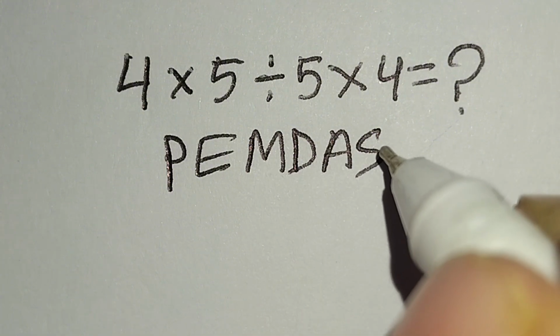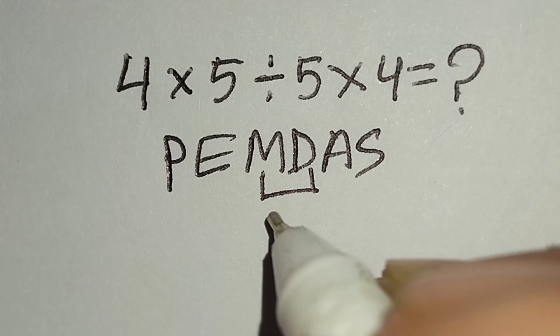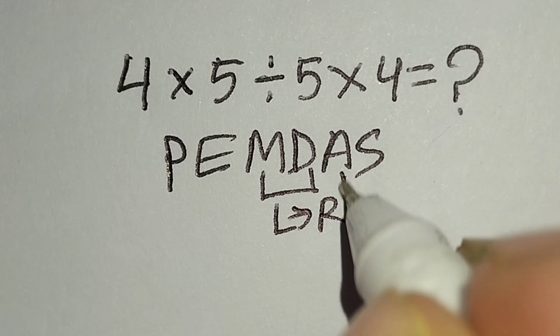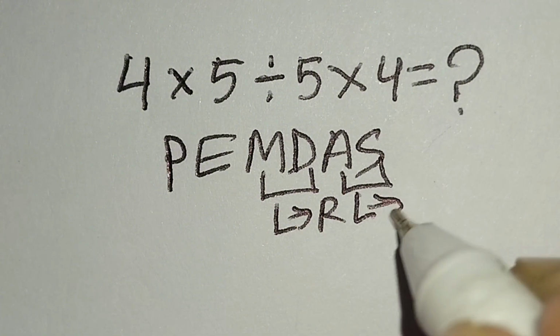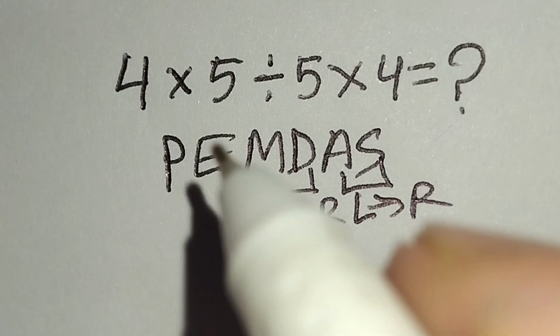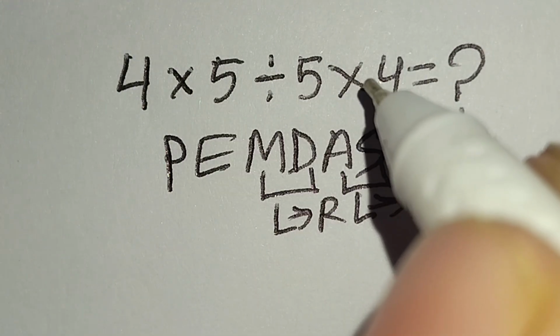then addition or subtraction. Remember, multiplication and division have same priority. For this we have to work left to right, and addition and subtraction have same priority. For this we have to work left to right also. Therefore, at first we have to work with this multiplication, then this division, then this multiplication.